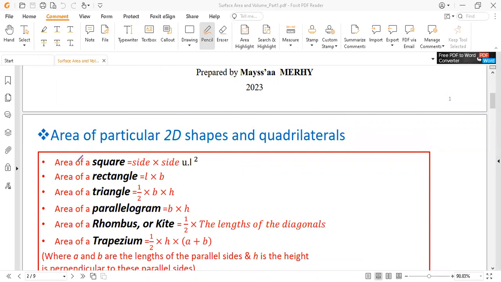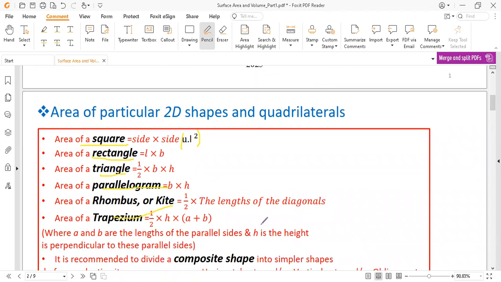Okay, so we should know that the area of a square is side by side. The unit of length squared means meter squared, centimeter squared, millimeter squared, kilometer squared, hectometer squared, and so on. Area of the rectangle, length by breadth. The triangle, 1/2 by the base by height. The parallelogram, the base by height, and rhombus or kite, 1/2 times the lengths of the diagonals.